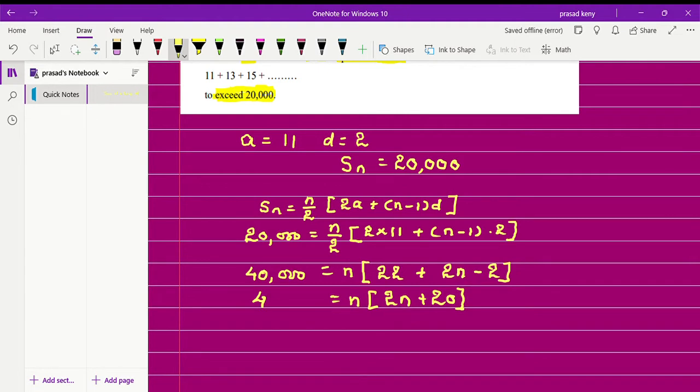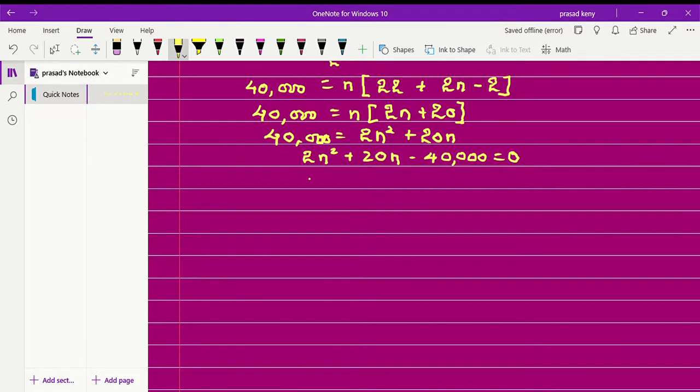So 40,000 is equal to n into 2n plus 20. Open this bracket. So 2n square plus 20n is equal to 40,000, which gives 2n square plus 20n minus 40,000 is equal to 0. Now divide throughout by 2 for simplifying it. So you will get n square plus 10n minus 20,000 is equal to 0. Obviously this quadratic is not factorizable, so go for the formula method.